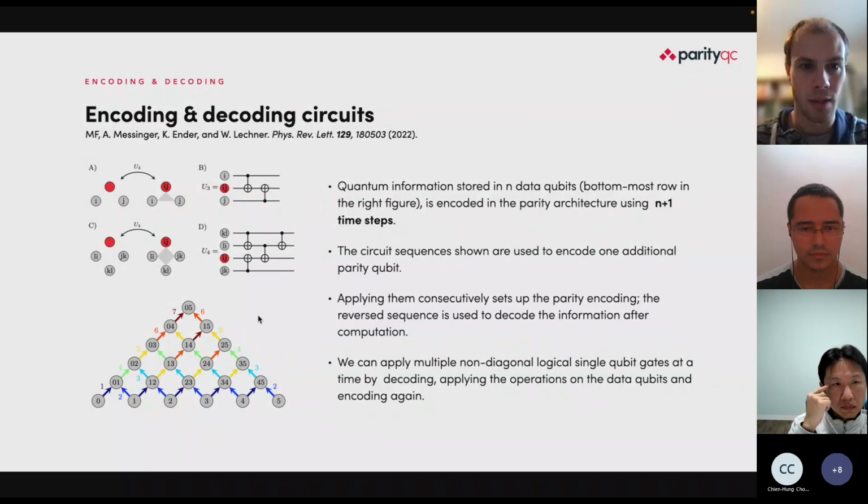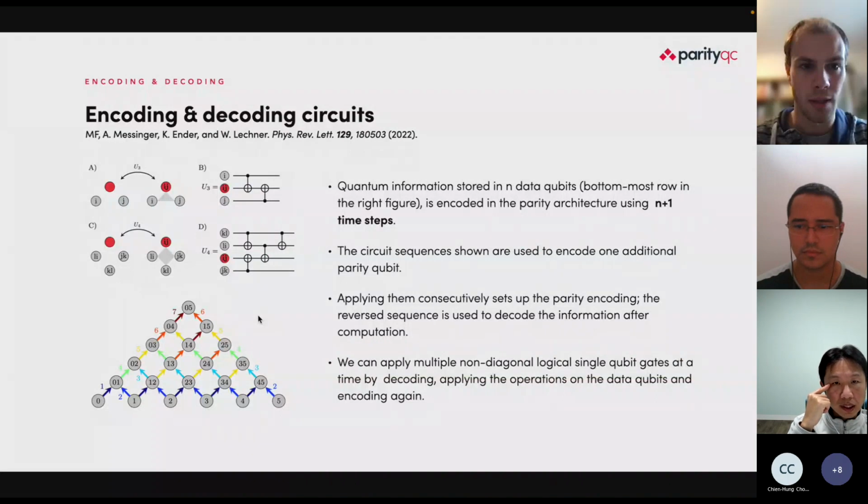Decoding might also be necessary if I want to do algorithms that are more efficient in the non-parity encoded frame. Okay. So could I understand that your encoding procedure is to construct a fully entangled state? Yes, along those lines. The encoding basically entangles all the parity qubits with the data qubits. Yes. I see. Okay.